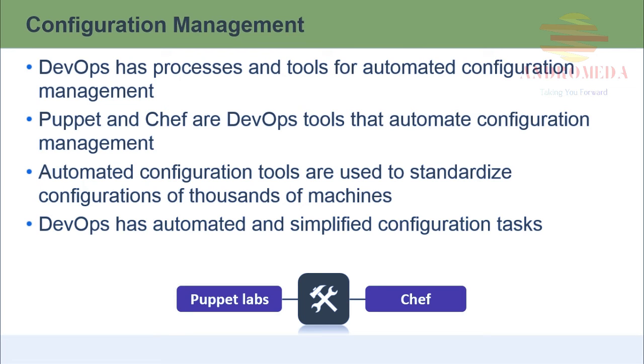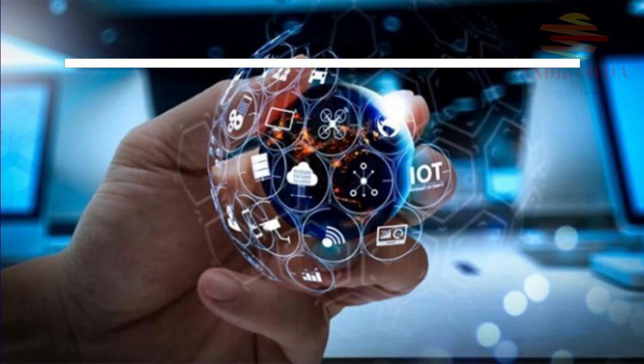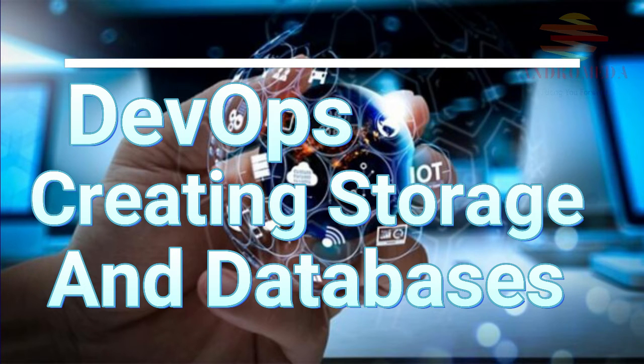DevOps has automated and simplified configuration tasks, and since configuration scripts are code, DevOps also allows configuration management to be managed like software. In this demo, I'm going to show you how you can use your backend databases as data sources for any kind of DevOps tools.